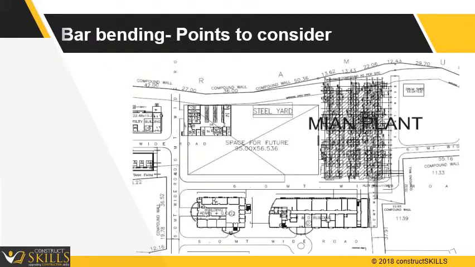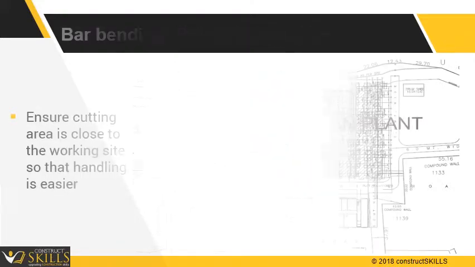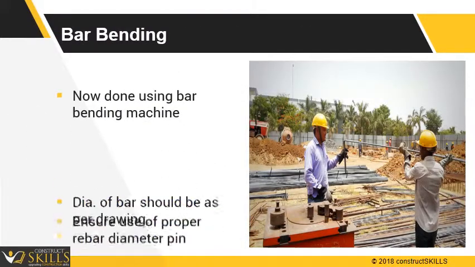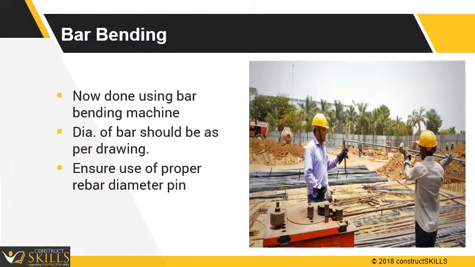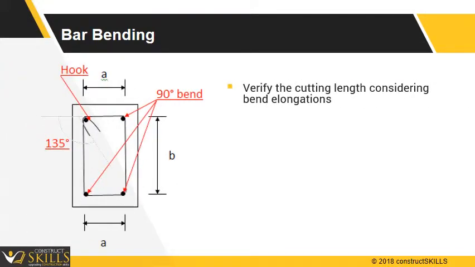Some points for consideration while bending the bars. Ensure that the cutting area is near the working site, so that handling will be easier. Now, it is done on a bar bending machine. Ensure the diameter of the bars is as per drawings. Verify the cutting length considering bend and elongation, so there will be no shortage in bar length after bending.